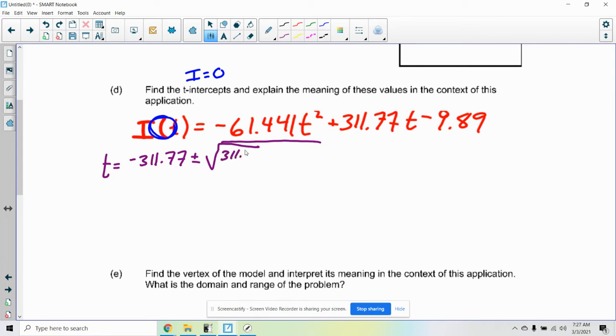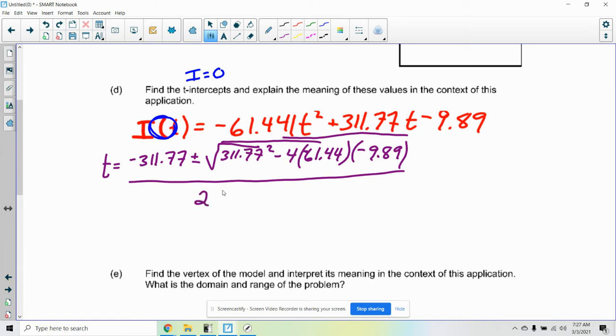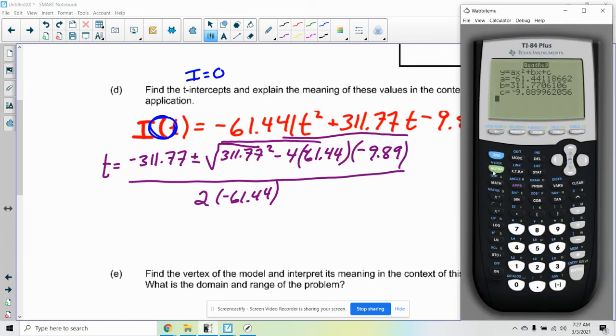These are really ugly problems, but minus 4 times a, negative 61.44 times c, which is negative 9.89, all over 2 times a, 2 times negative 61.44. Okay, it's going to be messy because this is a real world problem. Numbers aren't pretty in the real world. But I'm going to do this all in one step, okay? You can do this as well. If you have a newer 84, I'm going to do alpha y equals, enter. That'll bring up this fraction bar here.